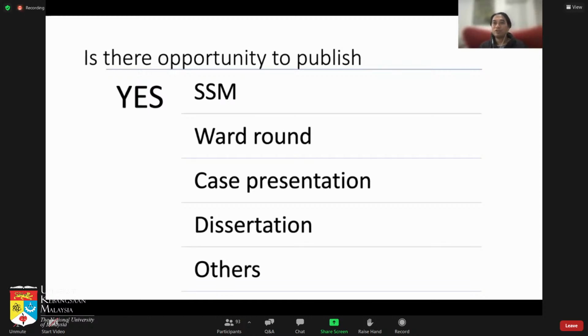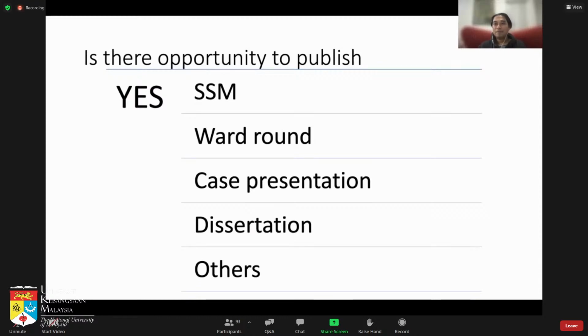When we do rounds, of course, in the pandemic, it's difficult to do rounds. But normally, when we have a grand round with your consultant, you will see some nice cases that your consultant will ask you to write. So when the consultant asks you to write, please take the opportunity to read around the case and write, and try to get it published.